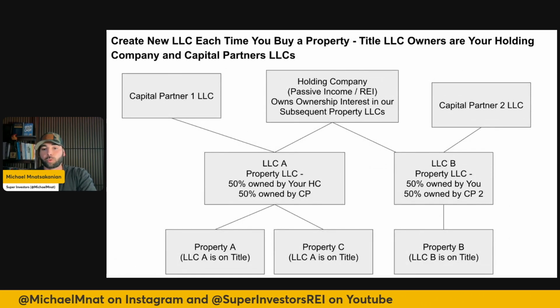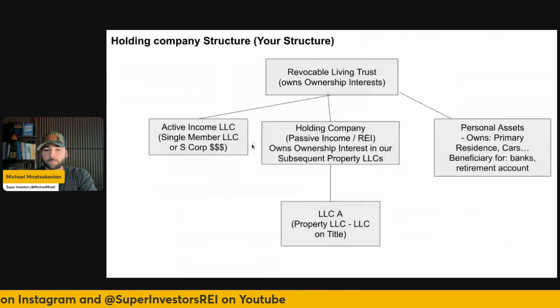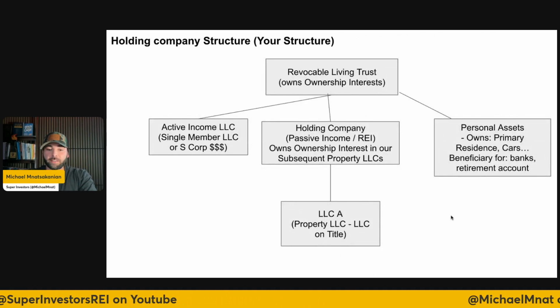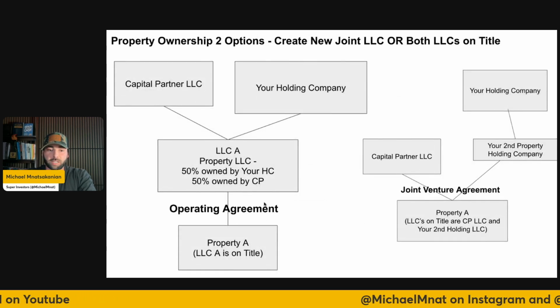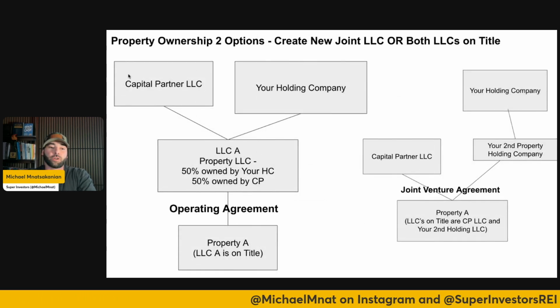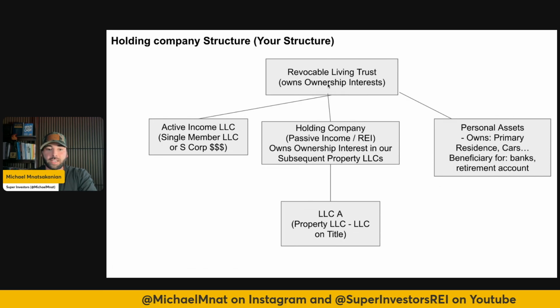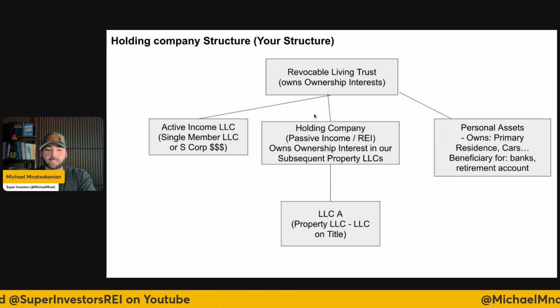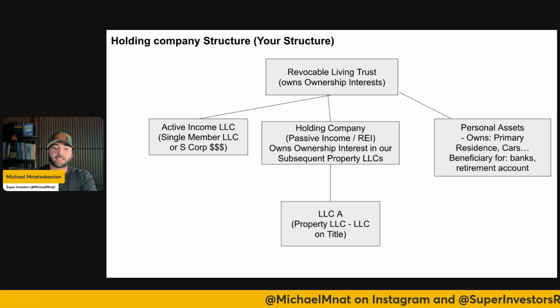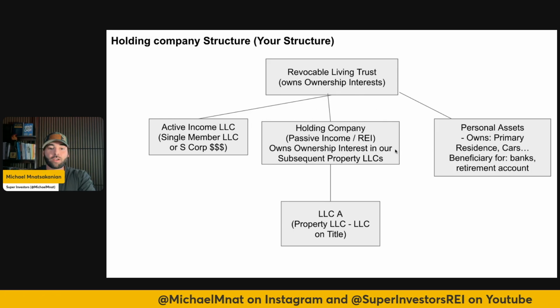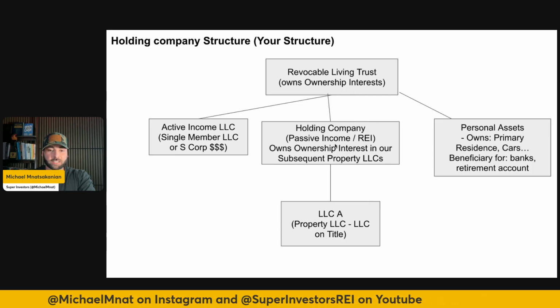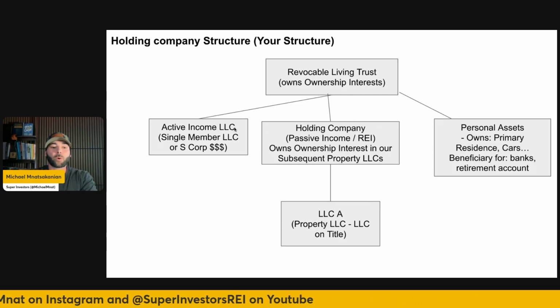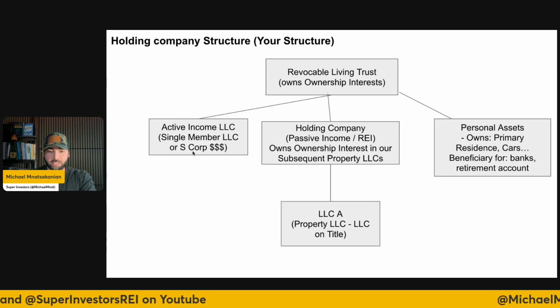You don't need to worry about multiple different partners and whatever. Or you might be self-funding the deals and you don't need a bunch of LLCs that assign ownership interest to you and different capital partners. You just need either this one or this one, your holding company or passive income. And it's a holding company because all it does is hold your ownership interest, not assets. All it does is hold assets for your passive income business, your real estate investing ownership business, or your active income LLC. You need one of these.